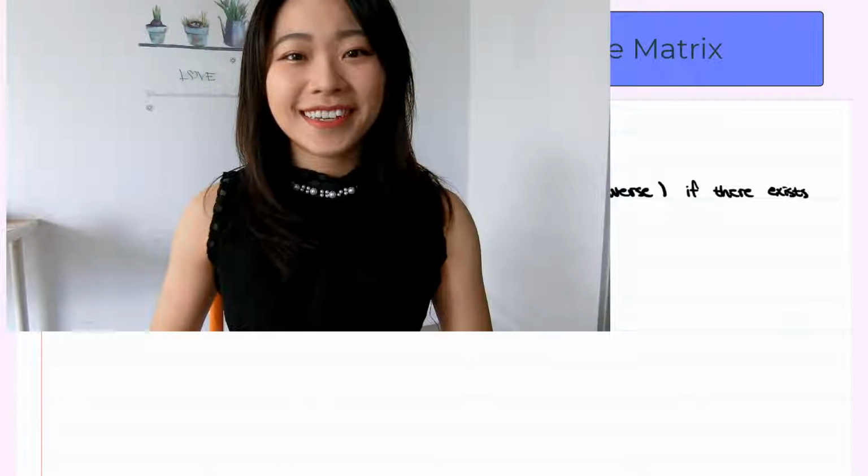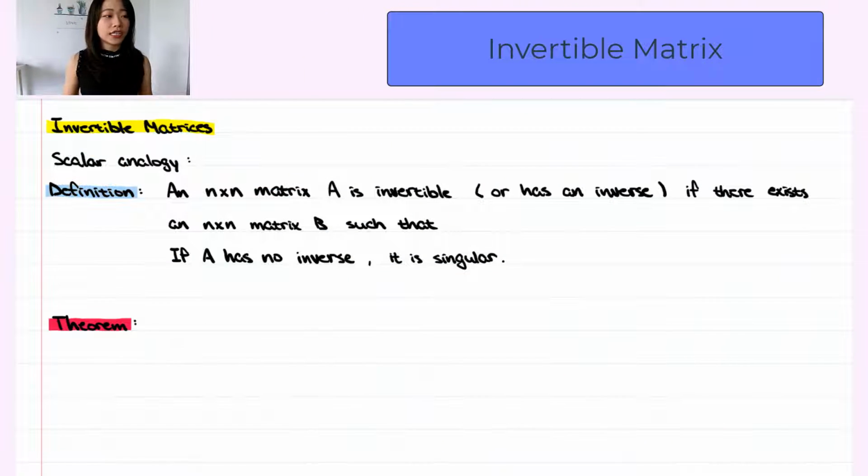My name is Gina. In this lecture, let's talk about the inverse of a square matrix. Let's first do a scalar analogy. In scalar, for example, 2, its inverse, we denote that as 2 to the power of negative 1. So we call 1 over 2 the inverse of 2. And if the scalar is multiplied by its inverse, then we get 1.